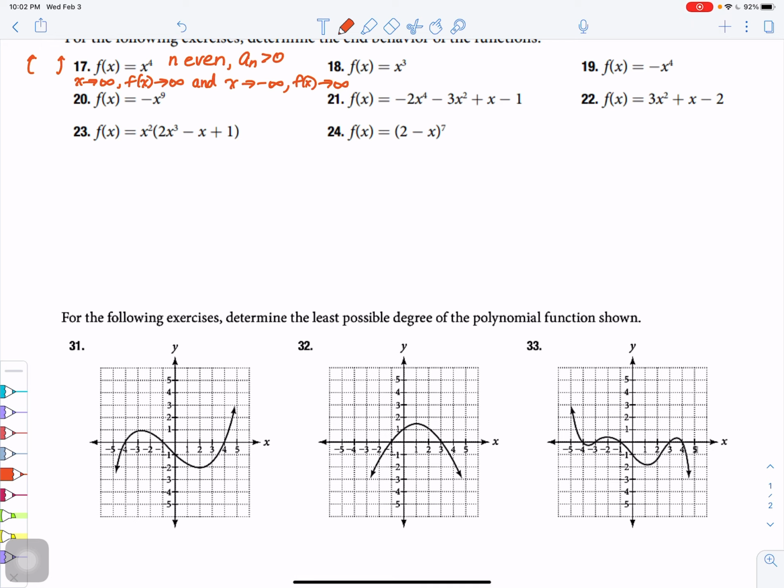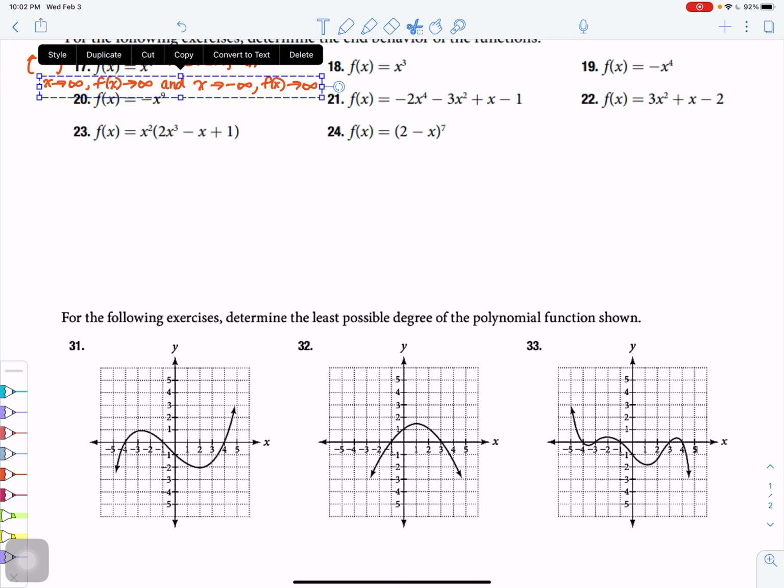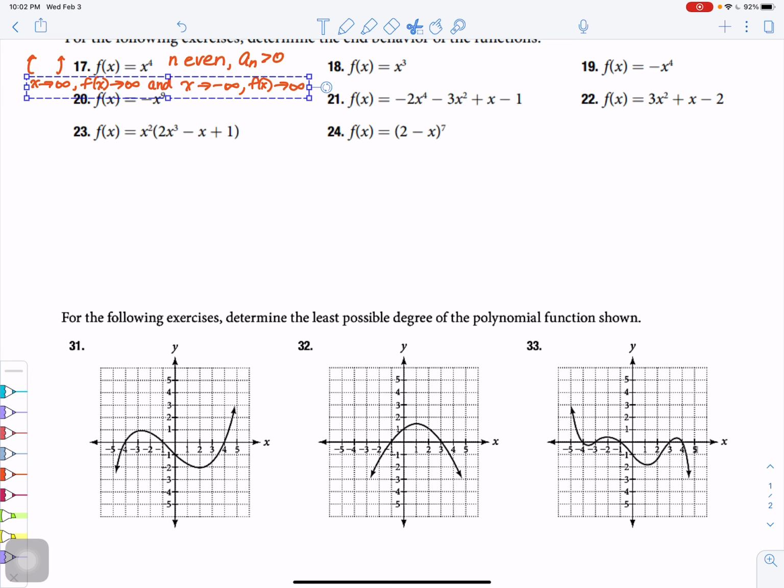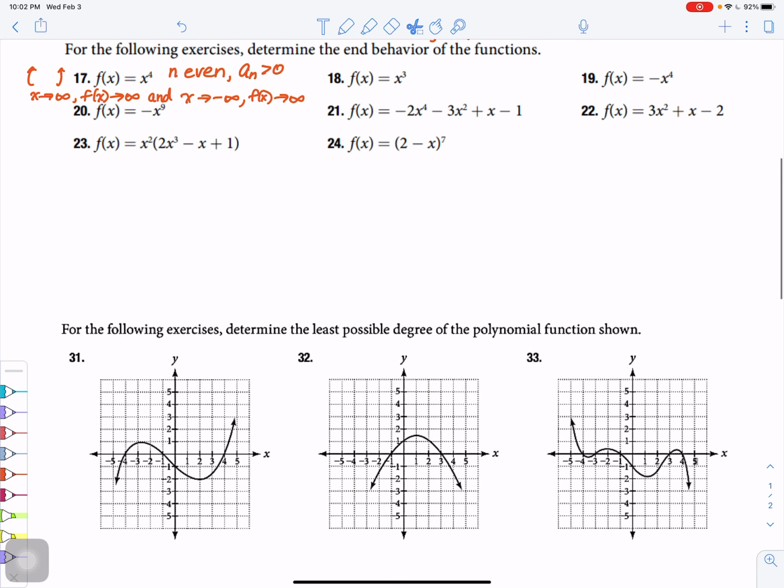Okay? So I'm wondering if I should move all of that over here a little bit so I'm not in the way of that other problem. Okay? So that's that. Let's go ahead and look at number 18.